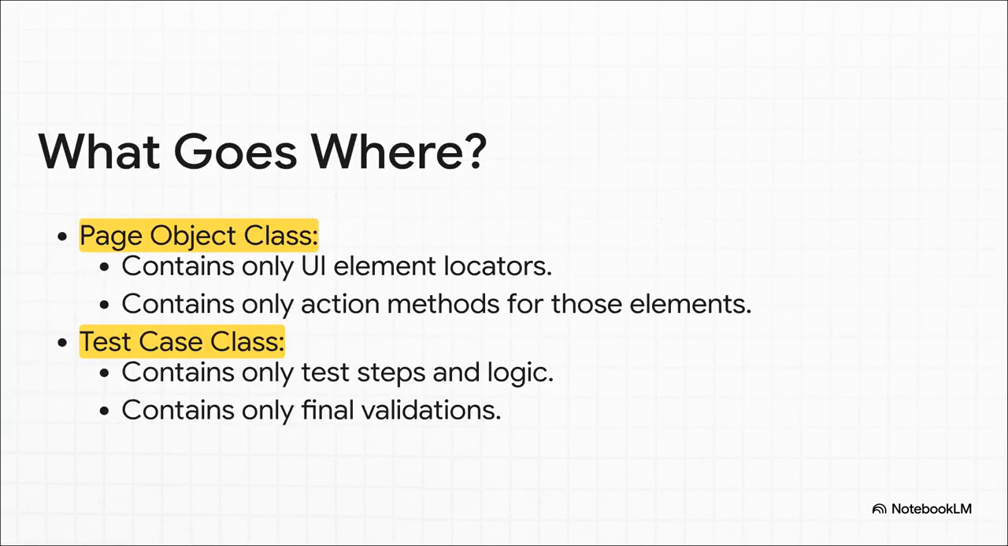Here's another way to think about it. The page object class has one job. It's the expert on one specific part of the UI. It knows where every button is, every field, and how to use them. The test case class has a totally different job. It's the director. It tells the page objects what to do and in what order, and then it checks to see if the outcome was what it expected. This division of labor, that's the real magic here.